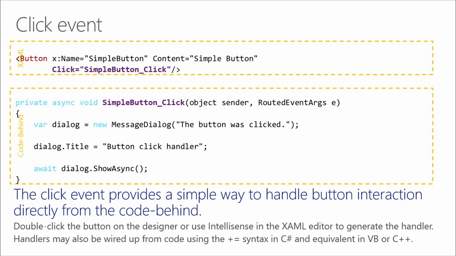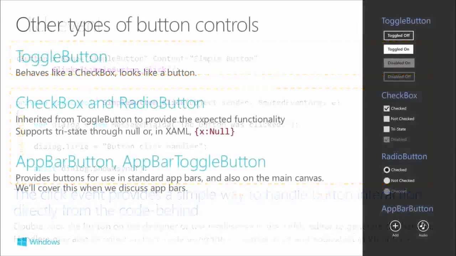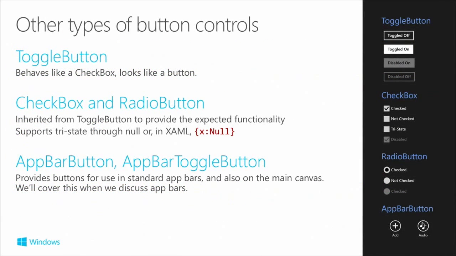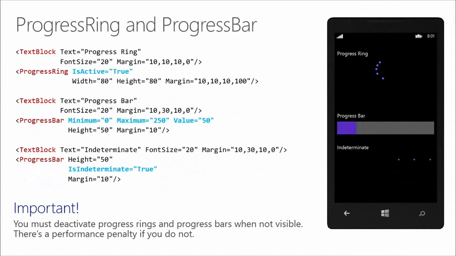And all buttons have click events associated with them. So when the user presses a button or selects an item in a list or in some way chooses some control, radio button in your UI, you run some code and you can do stuff. And of course there's loads of other kinds of buttons, toggle buttons, checkboxes and radio buttons, app bar buttons we're going to come to in a while.